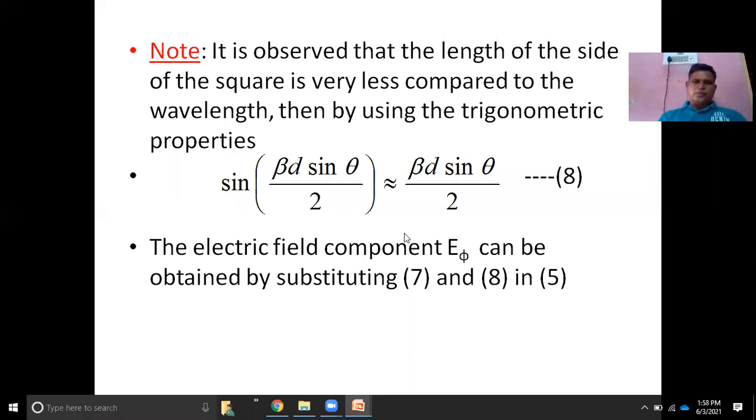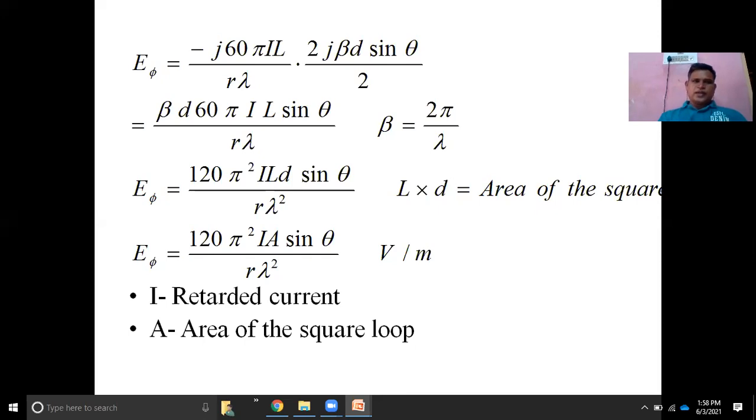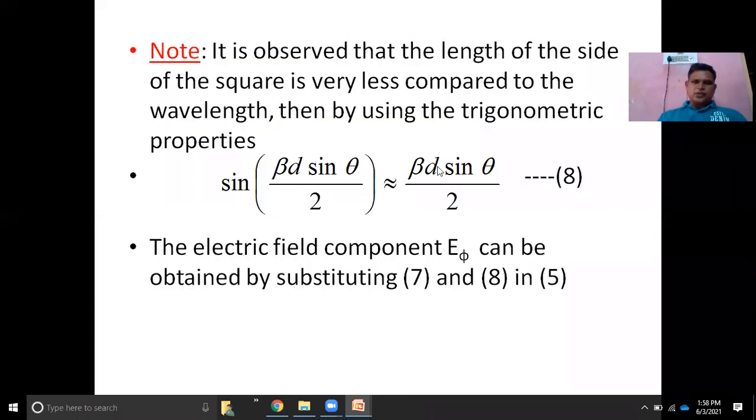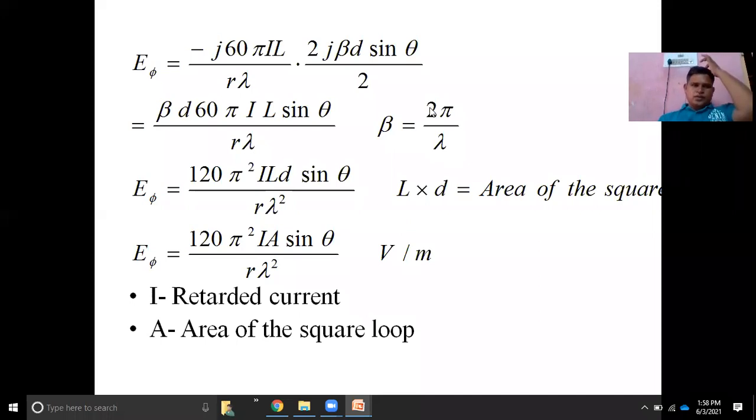Therefore, for the electric field component, after substituting this in the above equation, in place of sine BD sine theta divided by 2, we are writing BD sine theta by 2. Now this is the expression for the electric field intensity in phi direction.